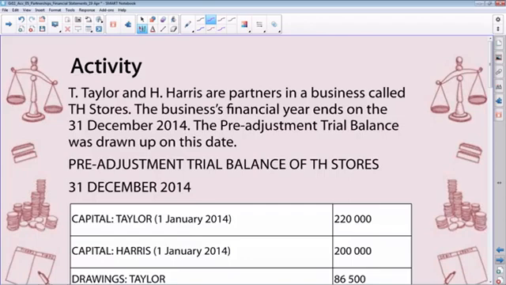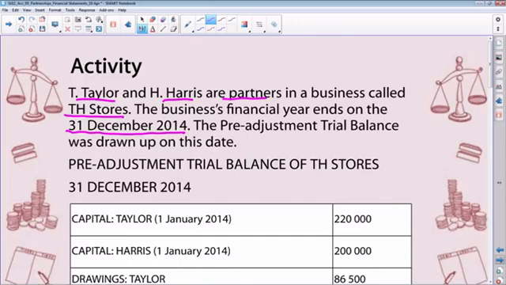Okay, I'm going to go through the information and then we're going to obviously do the question together. Okay, in terms of the information given, T. Taylor and H. Harris are partners. Okay, so we've got the names of the partners. Taylor and Harris are partners in a business called TH Stores. The business's financial year ends on the 31st of December 2014.